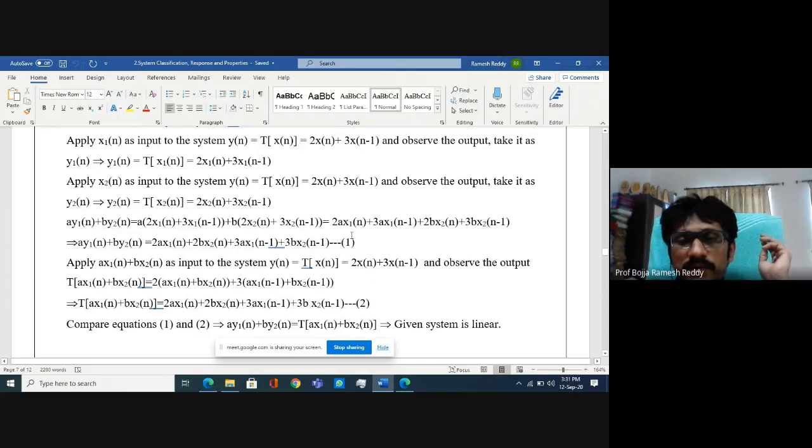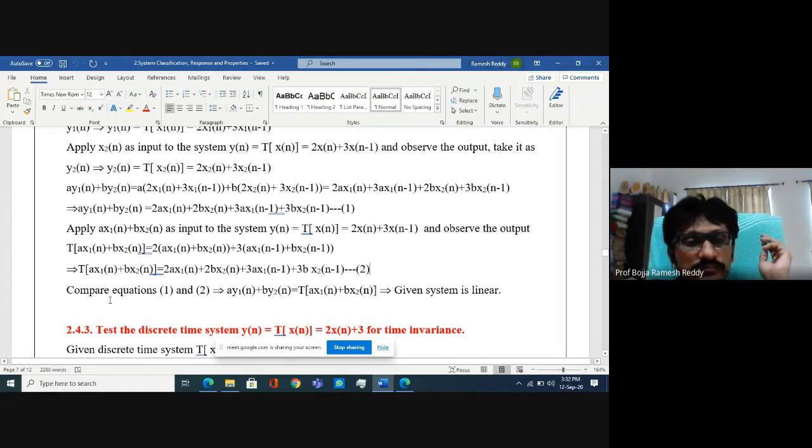After getting equation 2, compare the first equation and the second equation. Very simple thing. Compare equation 1 and 2, that is a into y1 of n plus b into y2 of n is equal to the transformation of a into x1 of n plus b into x2 of n. Both are the same. In the second problem, the transformation of input is equal to the linear combination of outputs. There is no problem for linearity.